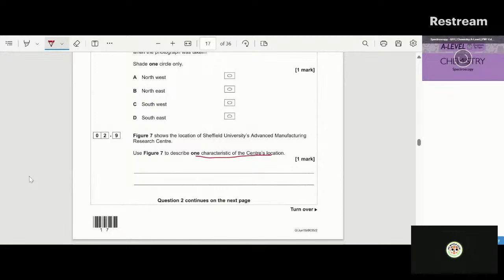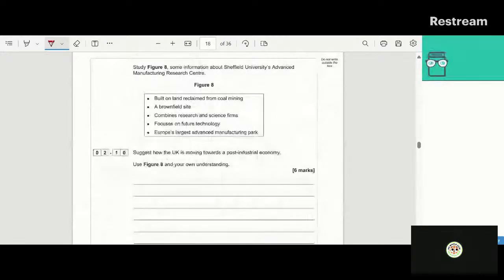Okay, let's keep going. Study figure 8. Some information about Sheffield University's Advanced Manufacturing Research Centre suggests how the UK is moving towards a post-industrial economy. So suggest how we're moving towards a post-industrial economy. So here you want to talk about the different sectors that the UK economy is involved in. And let's just have a look at the figure.